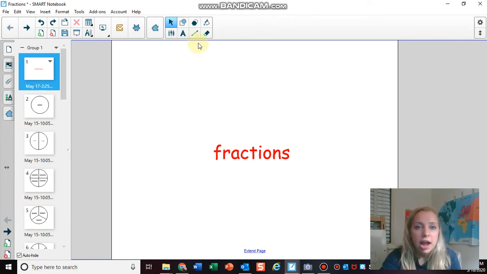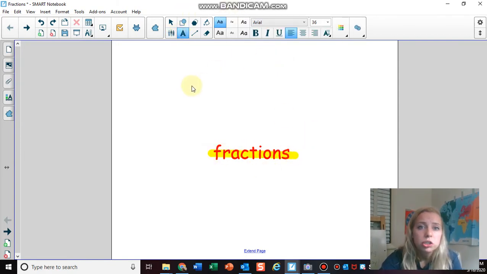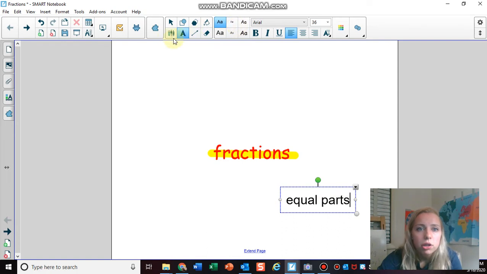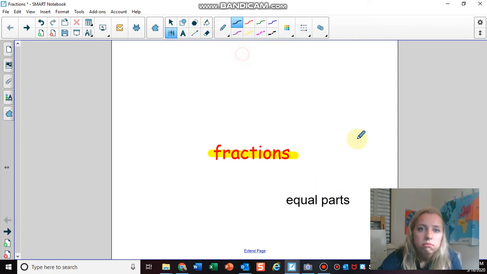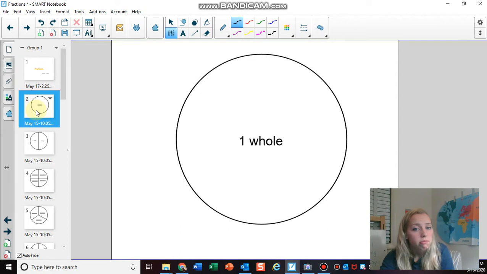So remember, fractions is just another way of saying equal parts. So whenever you think of the word fractions, I want you to think of the word equal parts. Okay? So fractions means equal parts. Remember, you can make equal parts of any shape.